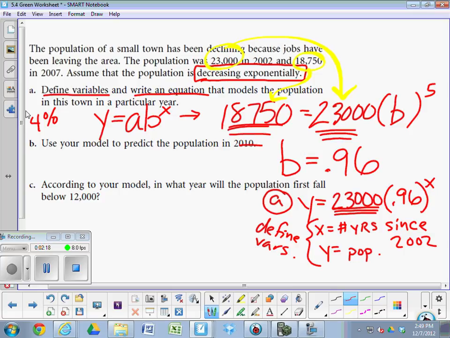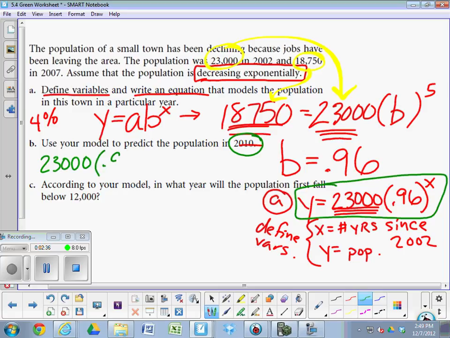So, secondly, we need to use our model to predict the population in 2010. Now that we have this equation, just pop in the years that it's been since 2002 to 2010. How many years is that? 8. So put in 0.96 to the 8 times 23,000, and you should get 16,592 people.